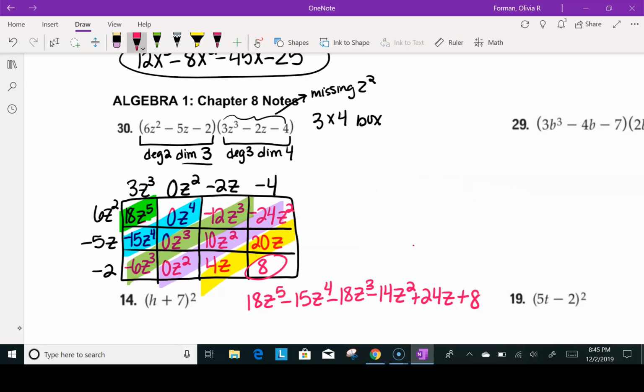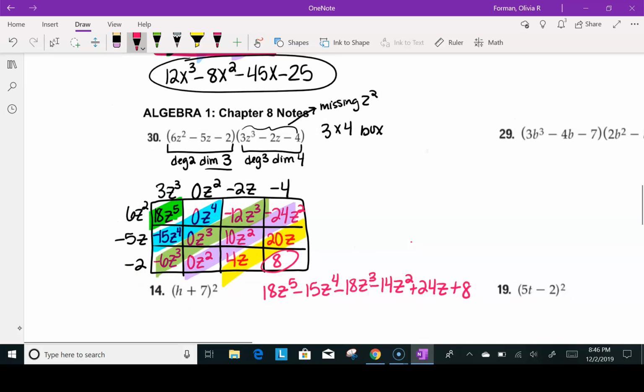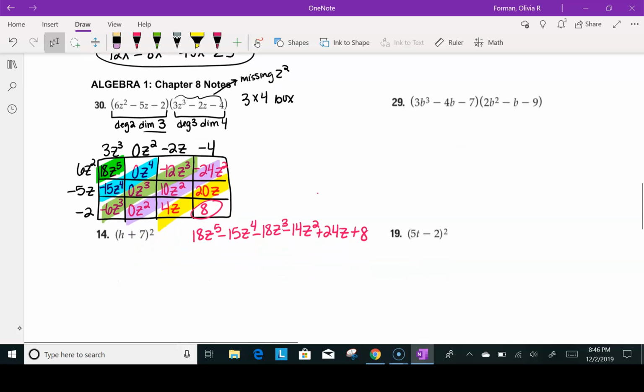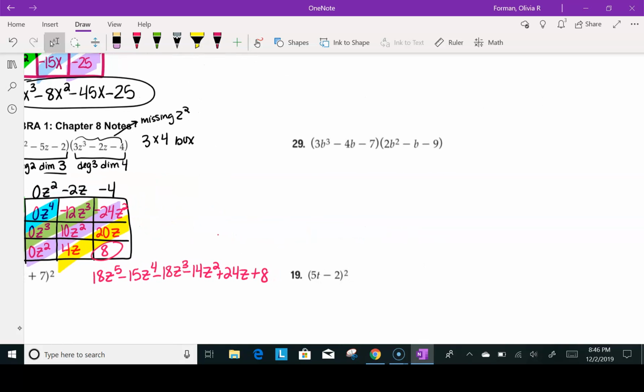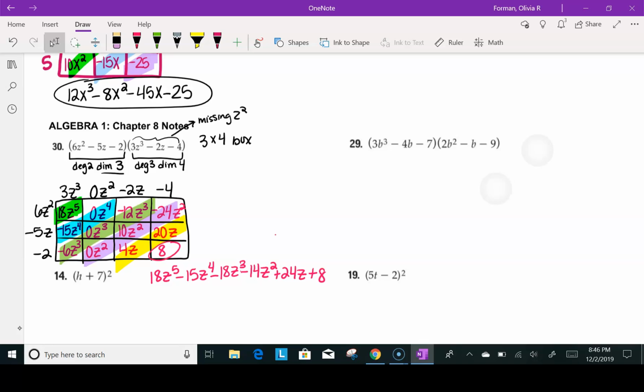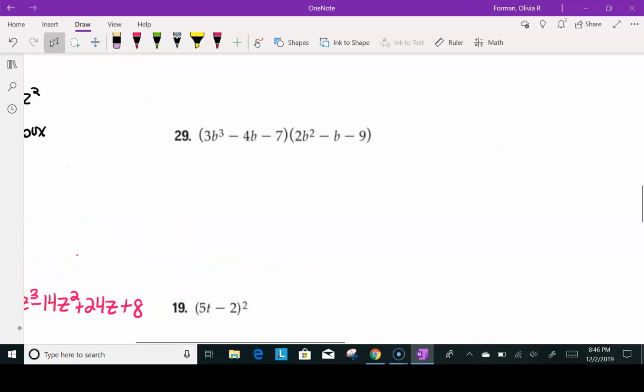Okay, so you get 18z to the 5th minus 15z to the 4th minus 18z cubed minus 14z squared plus 24z plus 8. There's a lot going on there. Okay, and really it's up to you if you want to do the box, if you want to do distributive property. Completely up to you.